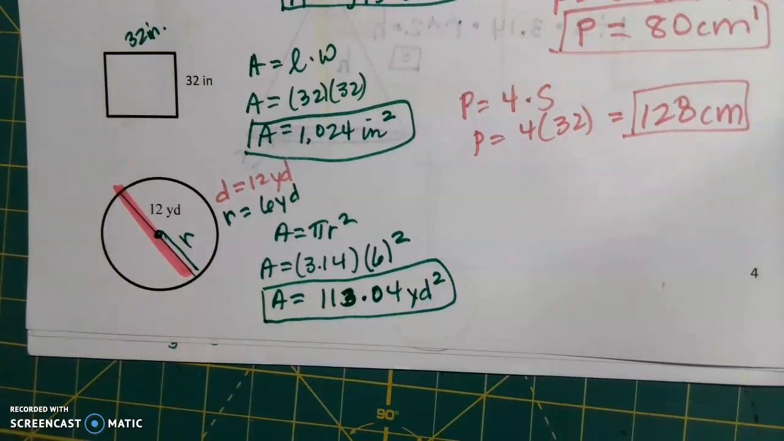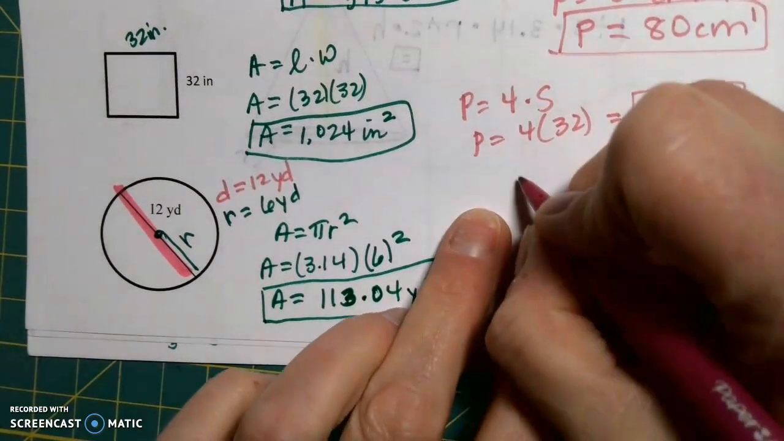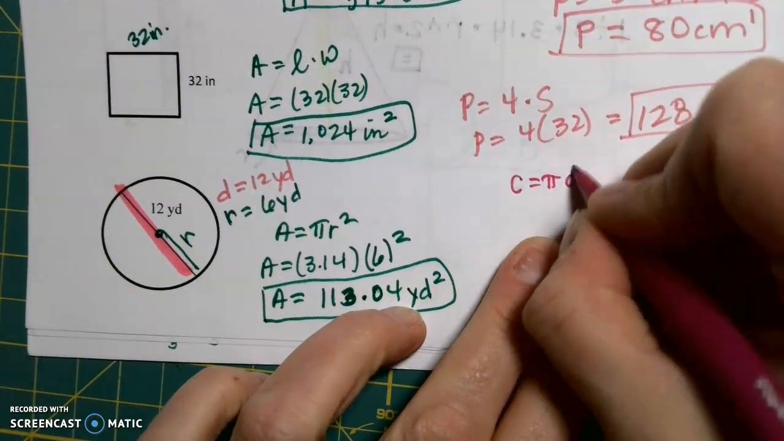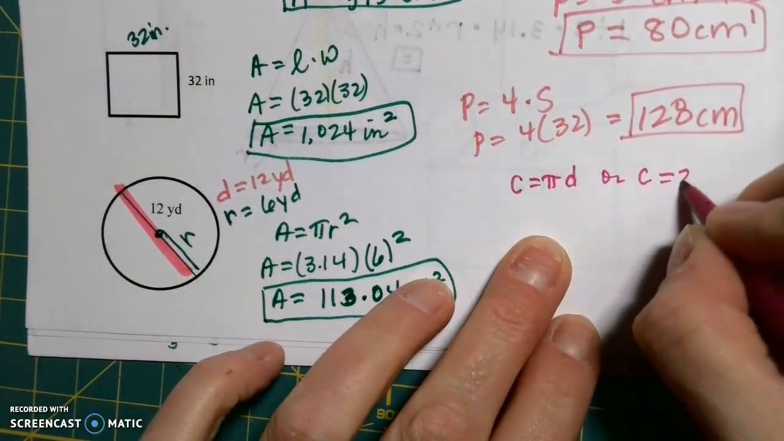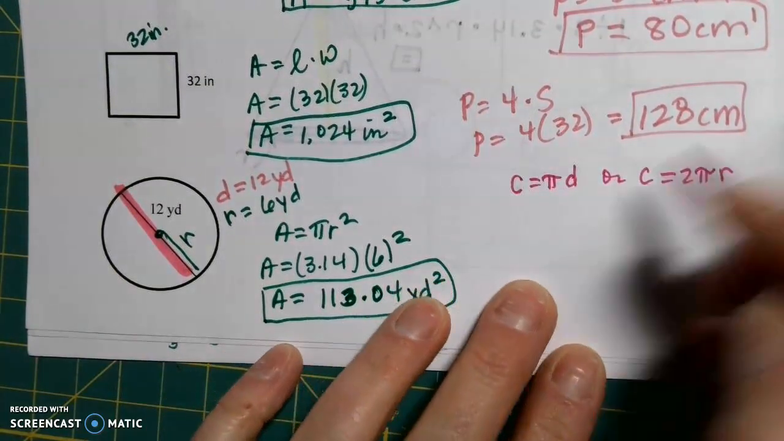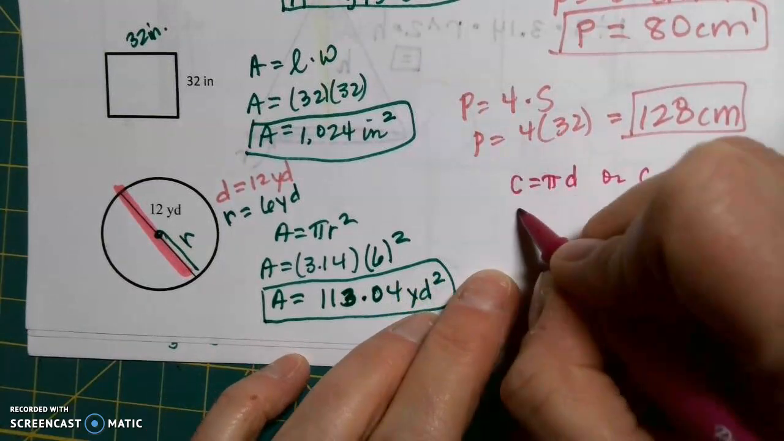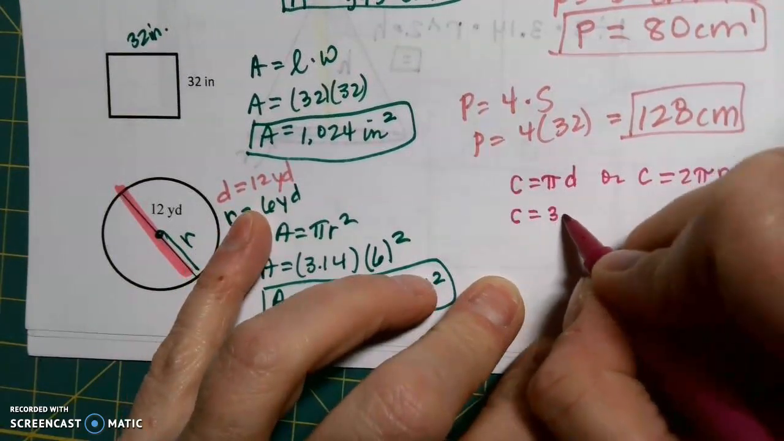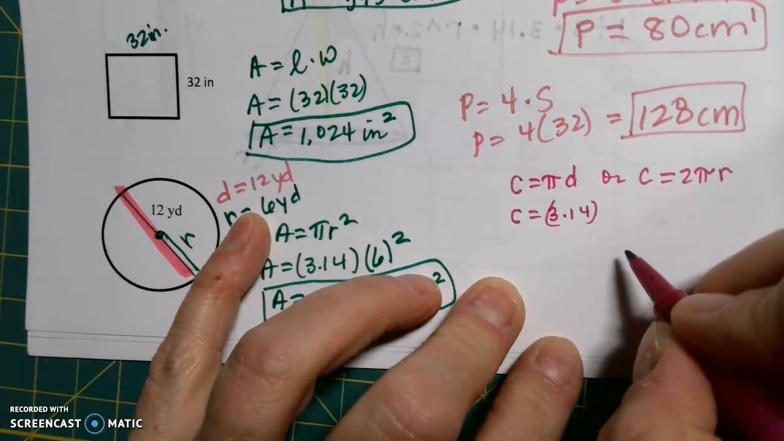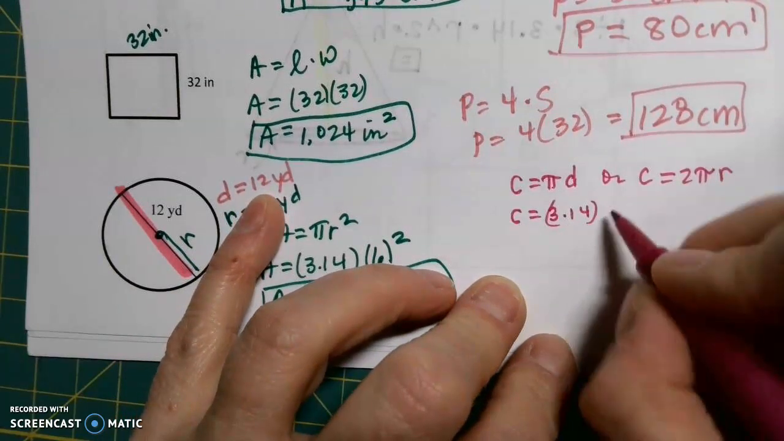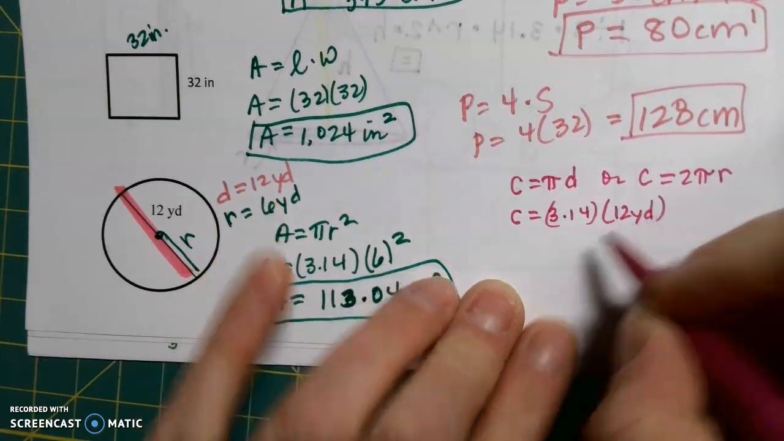Circumference, then, you can use either formula. So you can either use circumference is pi d or circumference is 2 pi r. I had the diameter already, so I'll just throw it into that one. Really doesn't make a difference, right? Exactly the same idea. So 3.14 for pi, and then 12 yards for the diameter.